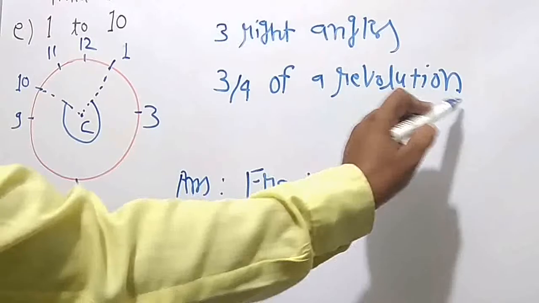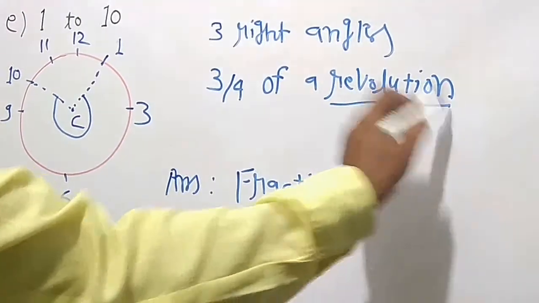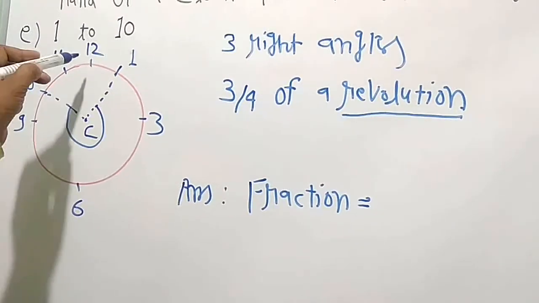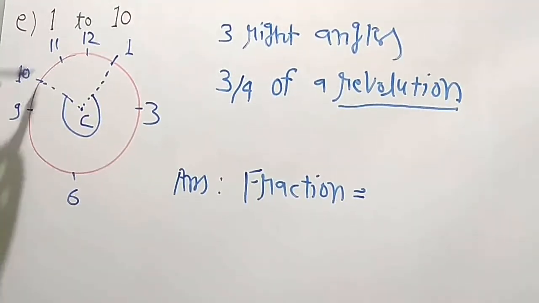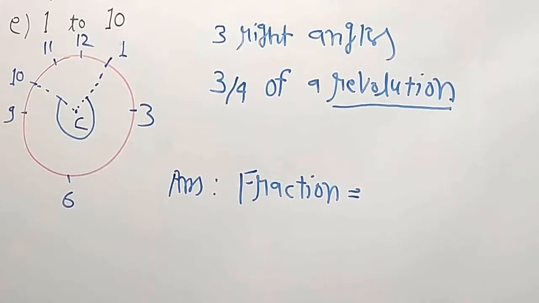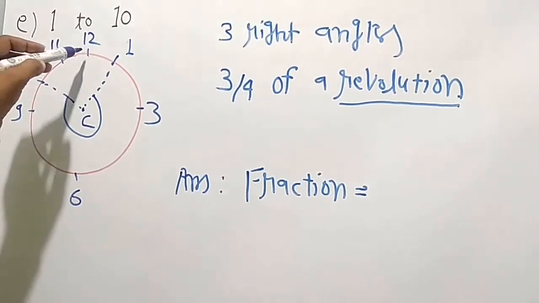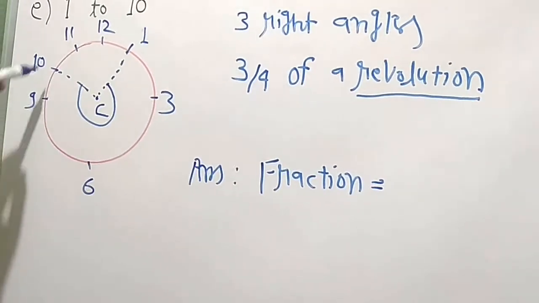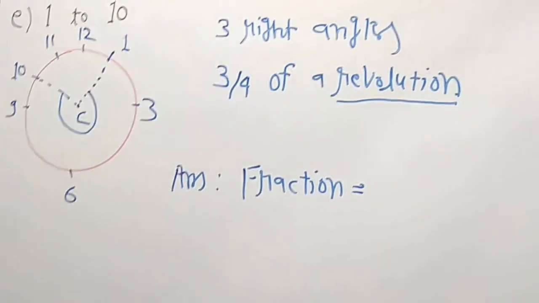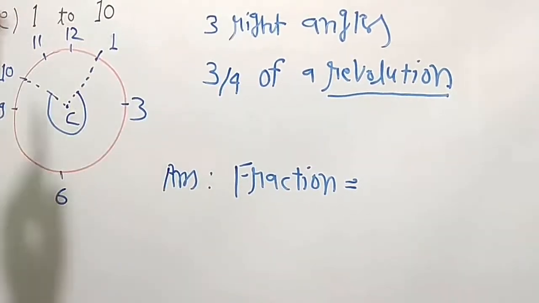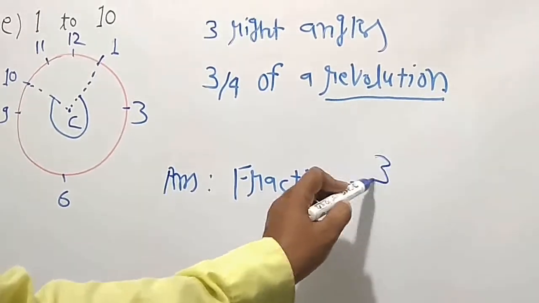We are writing revolution each and every time, but what is a revolution? A complete round of this circular path is called a revolution. It means if we start with 12, then 1, 2, 3, 4, 5, 6, 7, 8, 9, 10, 11 and again come to 12, this is called a revolution. Now the fraction for this particular part is 3/4.